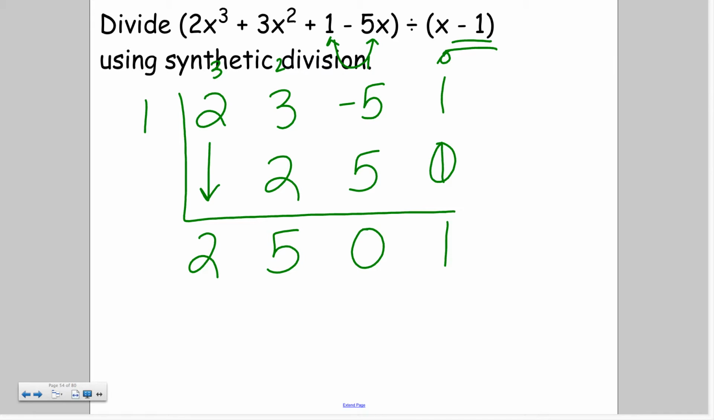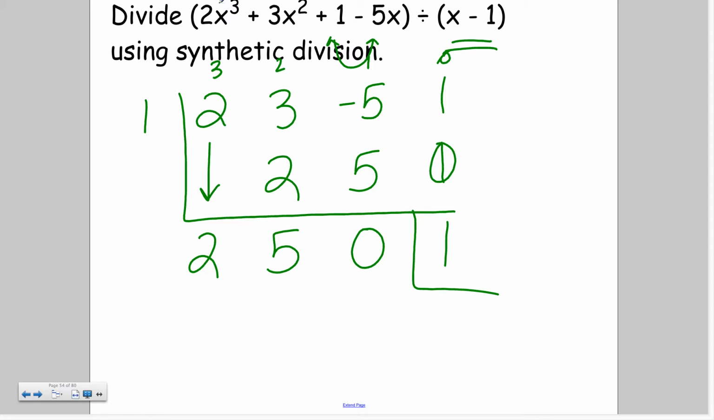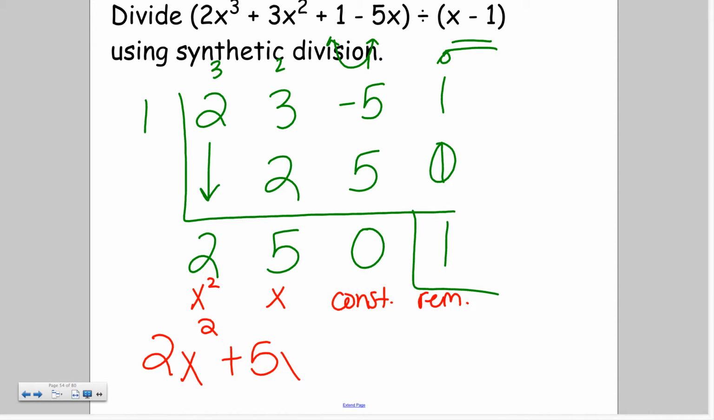So my remainder is always in that last bucket, but I've got to actually be able to write my answer. So I'm going to drop 1 below the highest exponent of 3. So this is going to be my x squared, then I'm going to have x, then my constant, then my remainder. So 2x squared plus 5x. Now you can write plus 0, that's fine, but you don't have to write plus 0. Plus 1 over x minus 1. I'm not going to write plus 0.